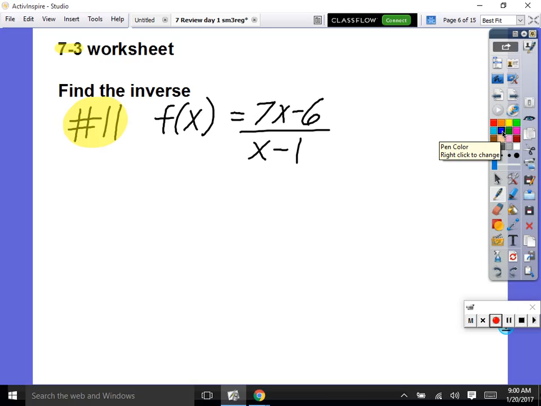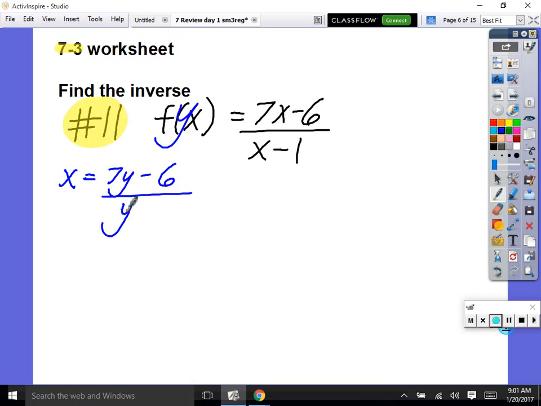So we're on 7-3. We're on the pink worksheet. You haven't handed that in yet. Okay. 7-3, problem 11. So if I said to you find the inverse, the first thing we do is switch x and y. So you should all be writing this down. So remember, f of x just means y. So switch x and y. So we have x is equal to 7y minus 6 over y minus 1. Our next step is to solve for y using algebra.